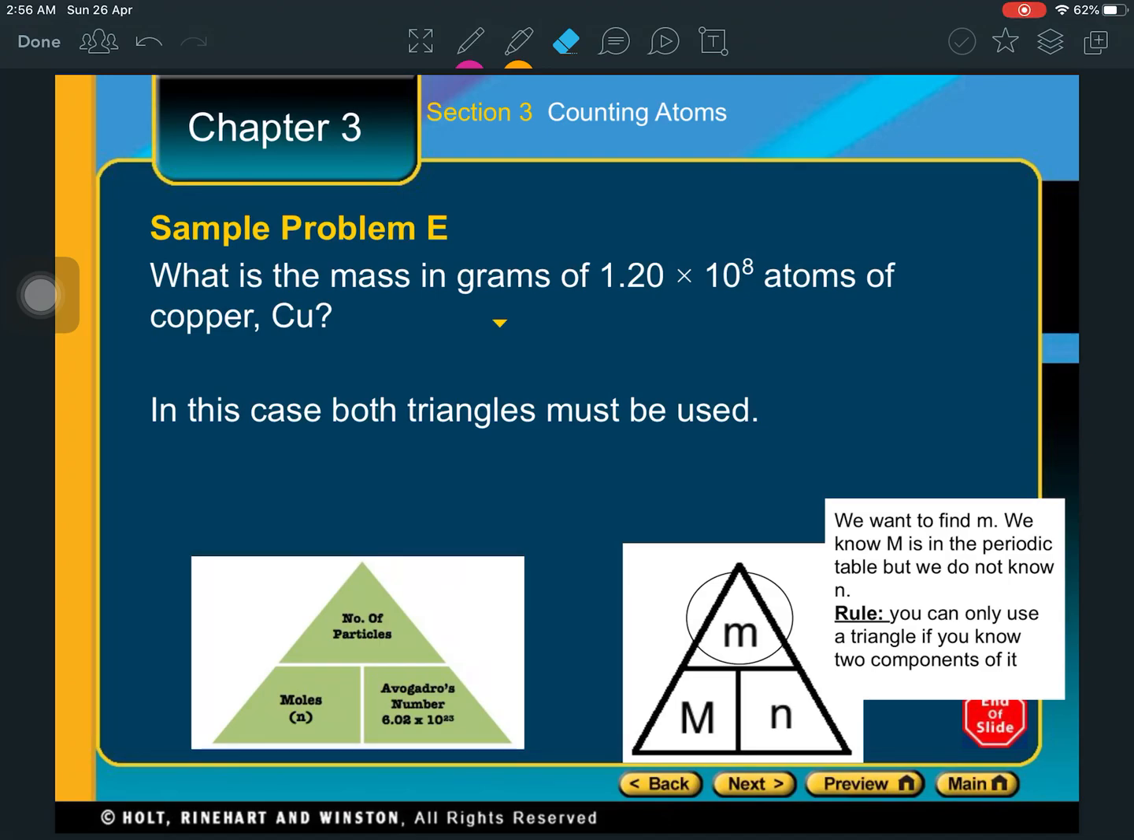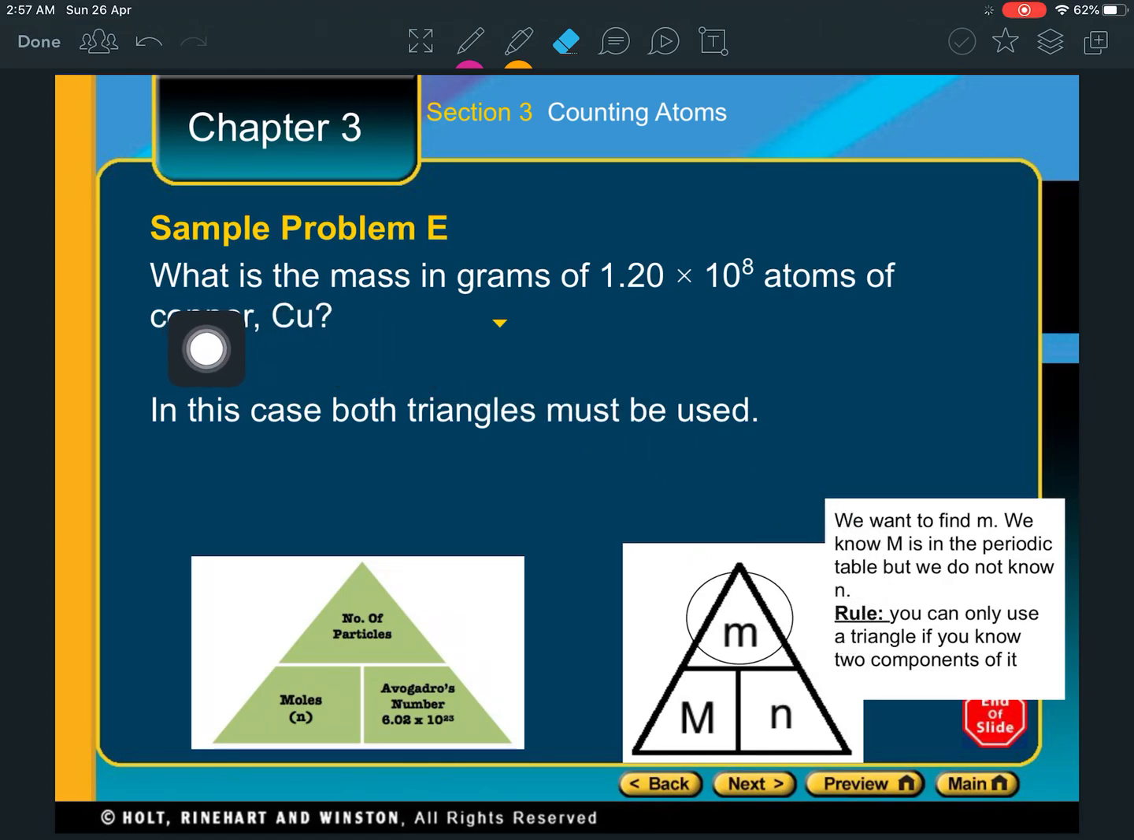Alright guys, so we're starting the day 2 video today, and today is almost going to be the same as yesterday, except we're going to learn how to do these problems in 2 steps. So sometimes, like the situation you can see right in front of me, I'm not going to be able to use just one triangle or the other. I'm going to have to use both of them in order to solve this problem.